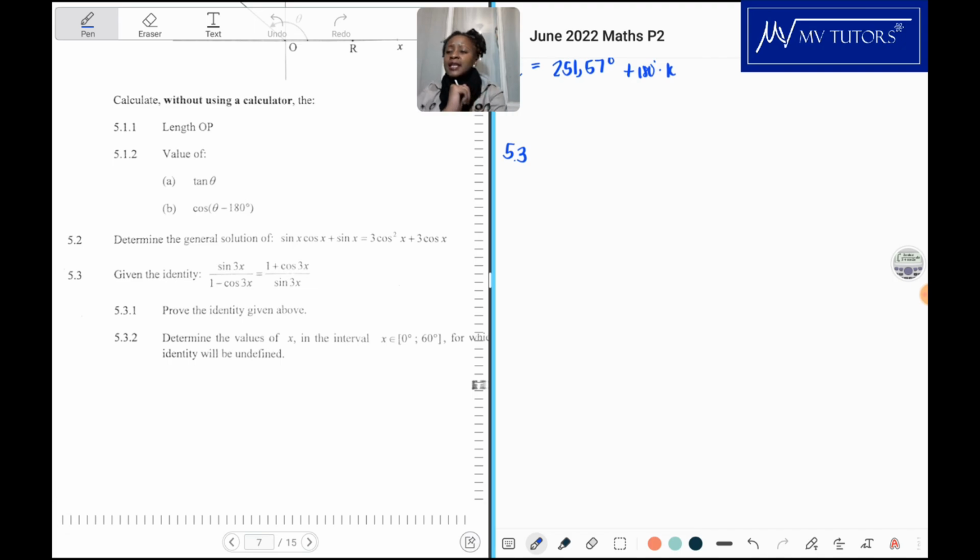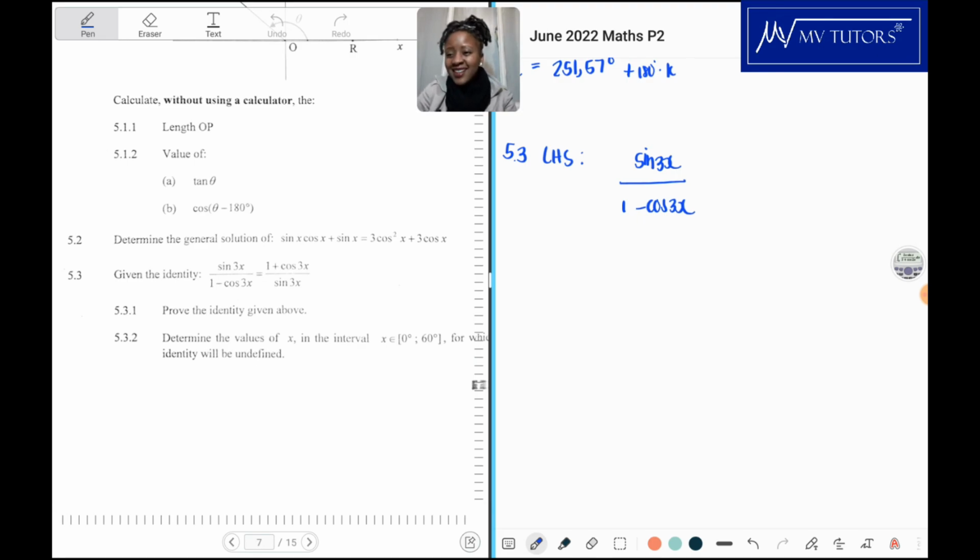Alright, so it says, given the identity, 5.3.1 says, prove the identity given above. For me, I like proving that the left-hand side is equal to the right-hand side. So let's attempt that. Left-hand side, we have sine 3x all over 1 minus cos 3x.